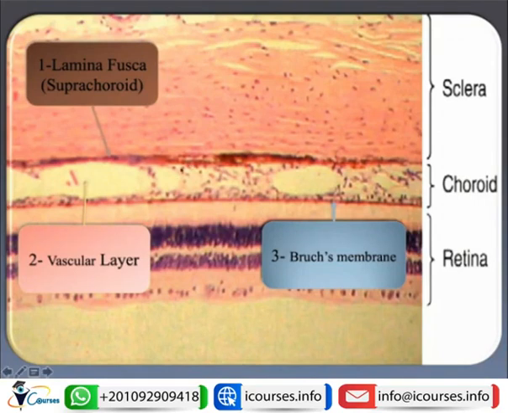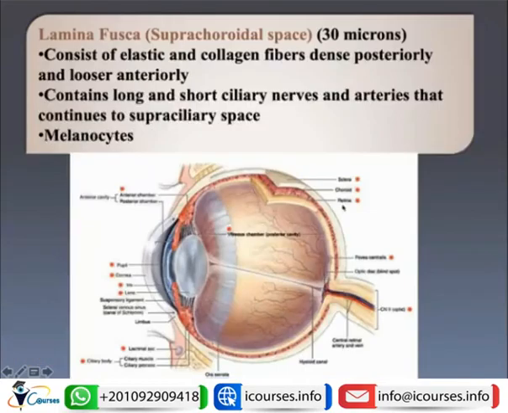Then most of the thickness of the choroid is formed by the vascular layer. And finally, we have the inner layer, which is called Bruch's membrane. So here is the choroid. The choroid, as we said, is separated from the sclera by a layer called the lamina fusca, which consists of elastic tissue and collagen fibers, as we said in the sclera.